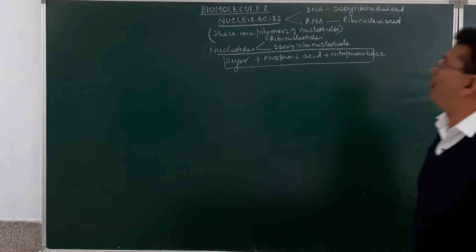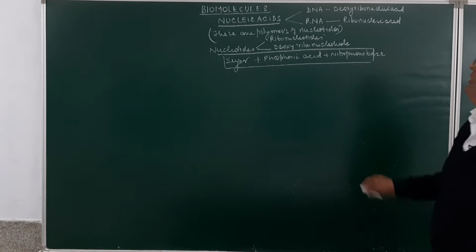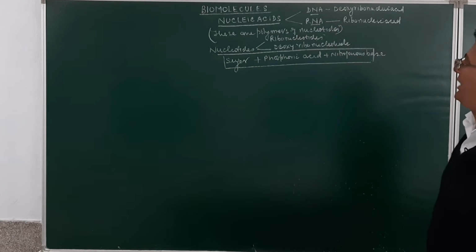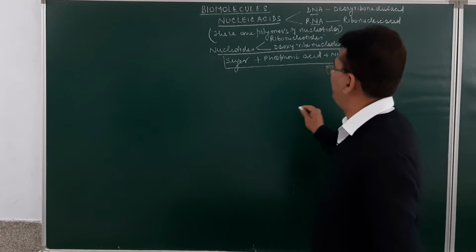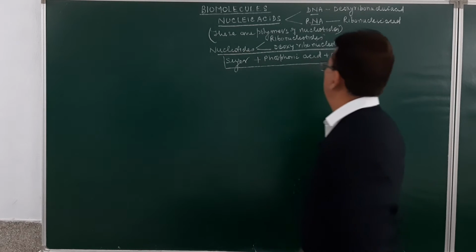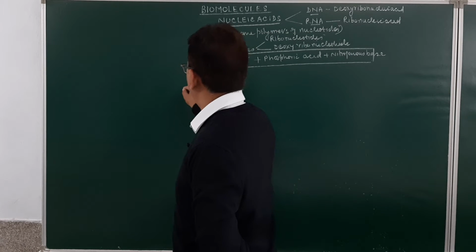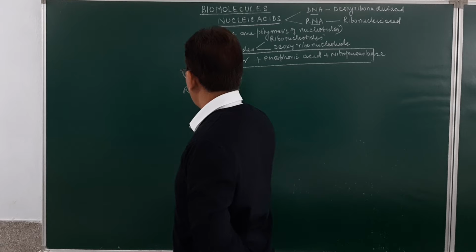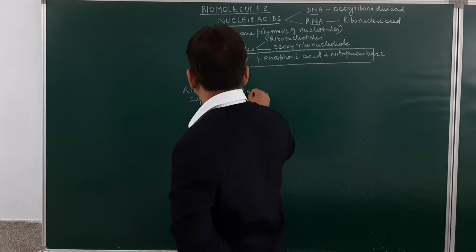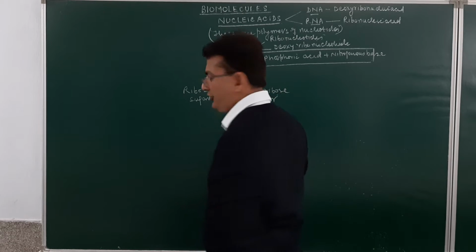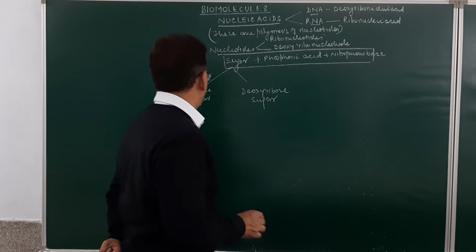So nucleic acids are the polymers of nucleotides. The two kinds of nucleic acids are DNA and RNA. The two kinds of nucleotides are ribonucleotide and deoxyribonucleotides. Nucleotides consist of sugar, phosphoric acid and nitrogenous base. Sugar can be either a ribose sugar or deoxyribose sugar.